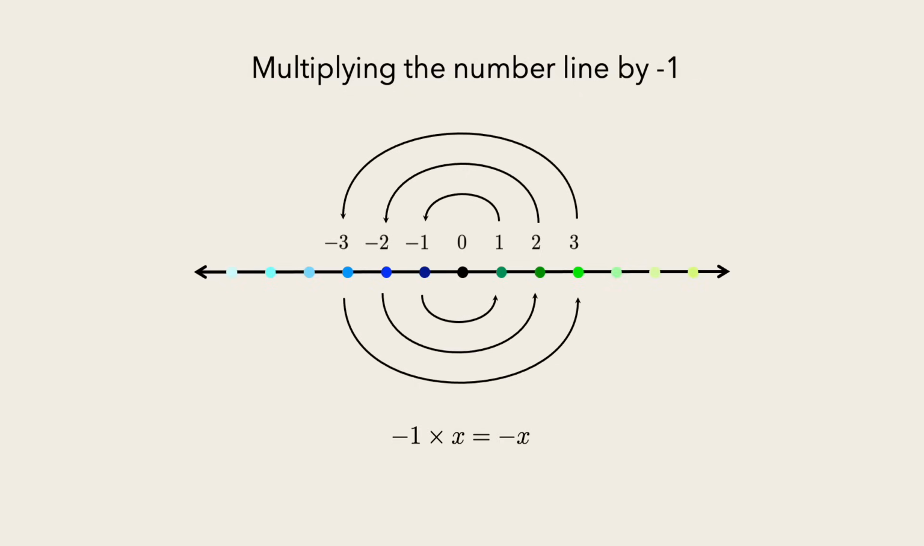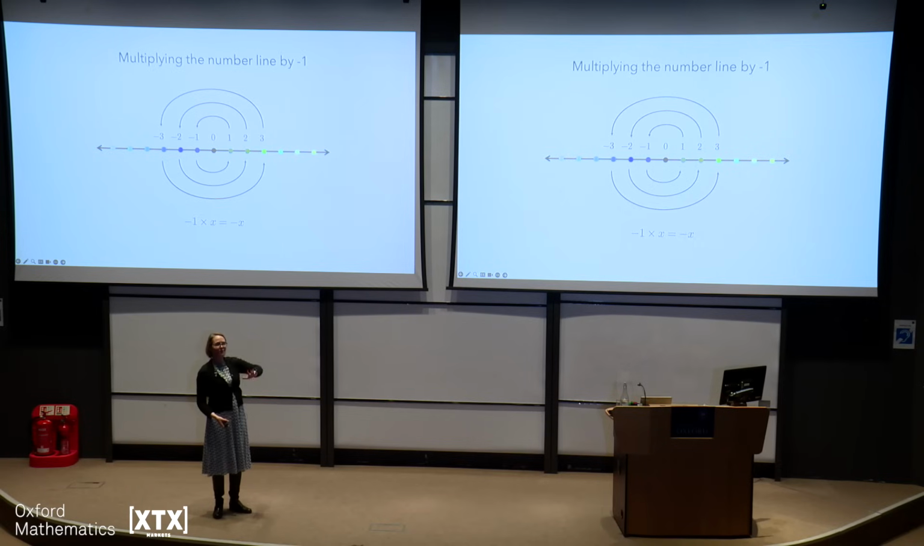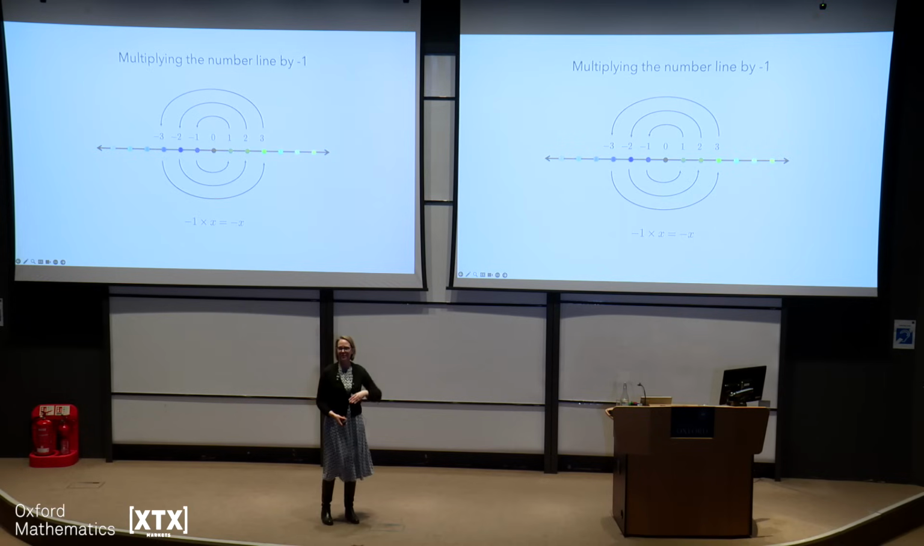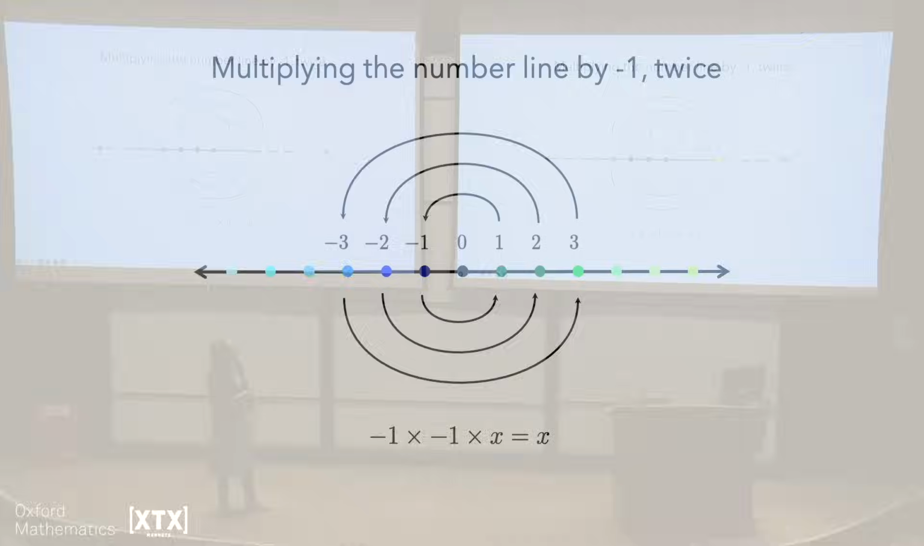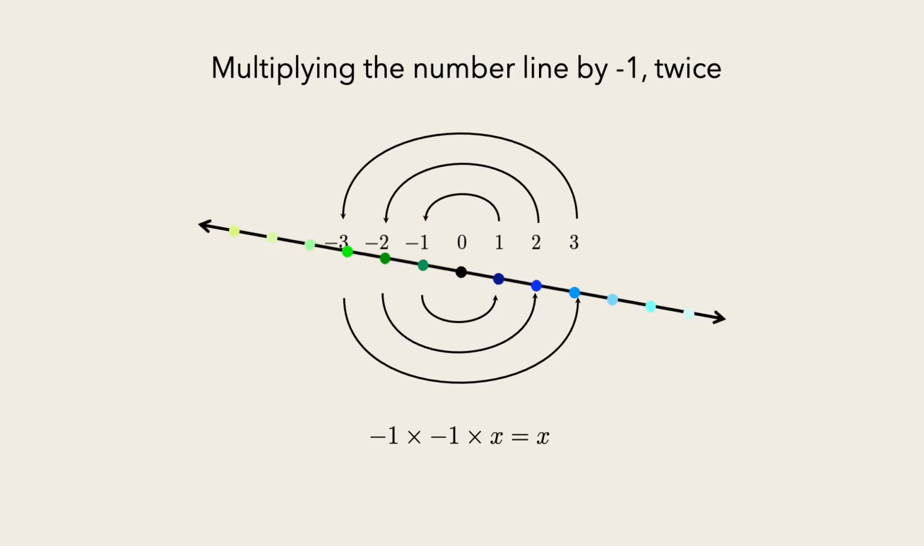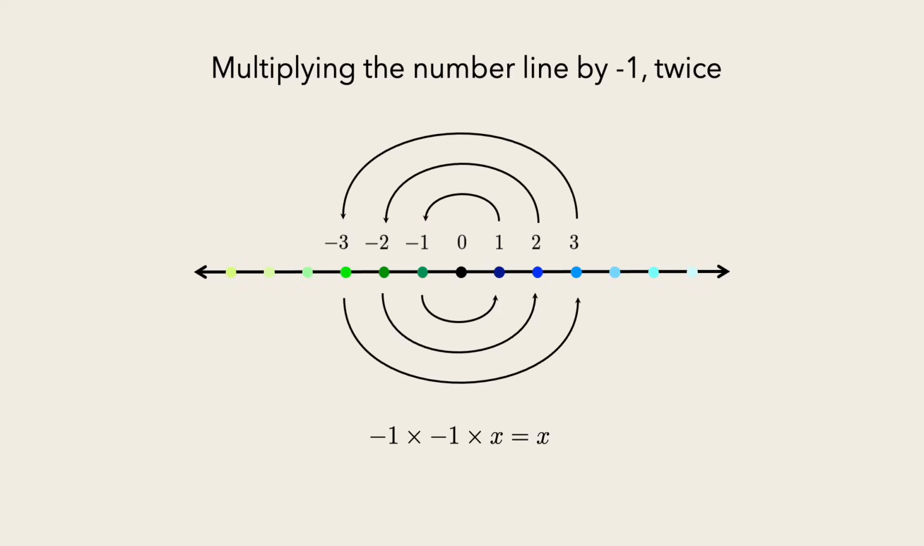So geometrically, multiplying by negative 1 is rotating the number line in the plane by 180 degrees, okay? So geometrically, that's what multiplication by negative 1 is. It's a rotation. Okay. And if I do it again, oh, I get back to where I started, right? And that's because negative 1 times negative 1 is 1, right? As we saw in the first equation that we solved.